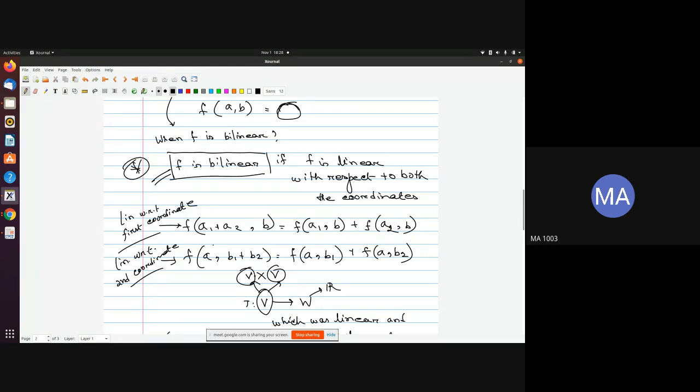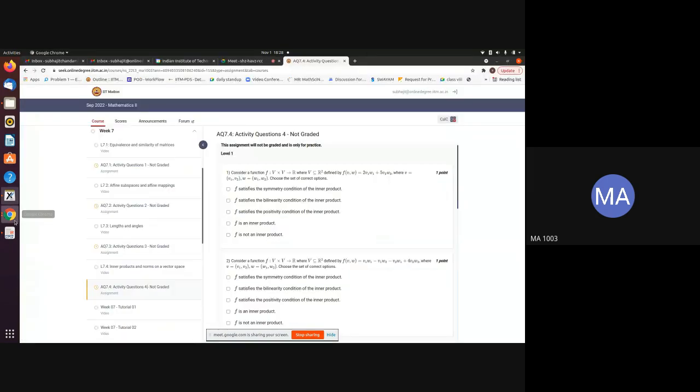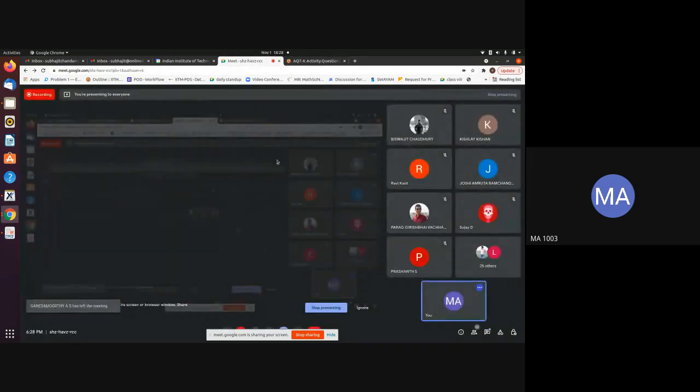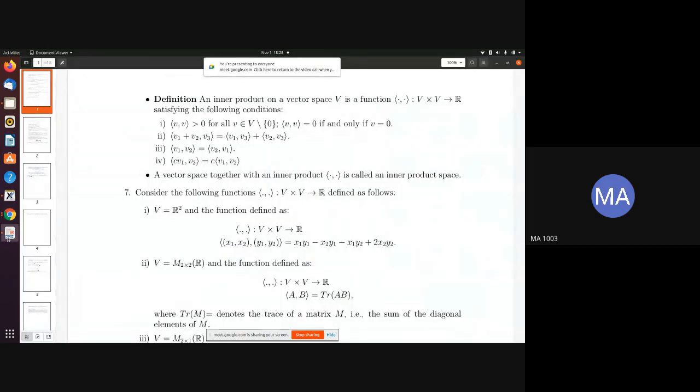These two, basically these two. Is it clear to everyone? Amruta, is it clear? Yes, sir. Okay, great. So basically these are the things, and if a function satisfies all 4 properties, then we call it an inner product, right?